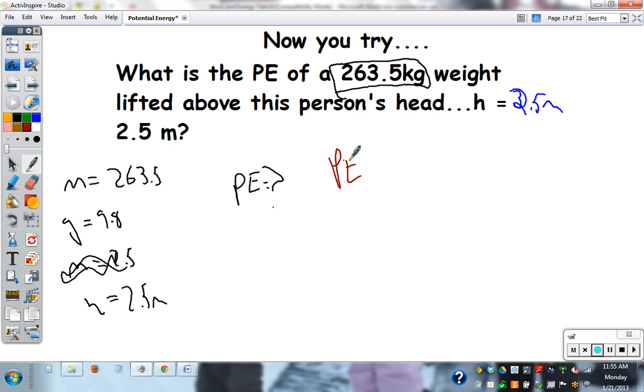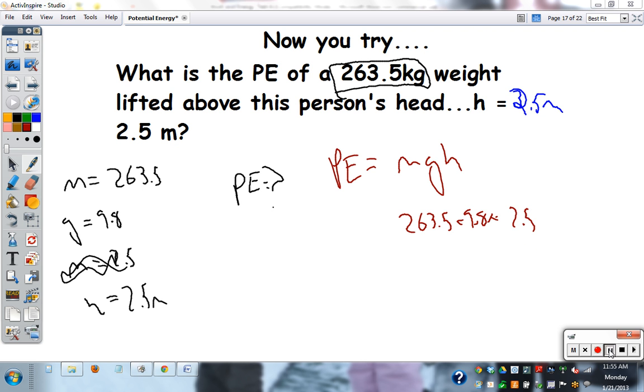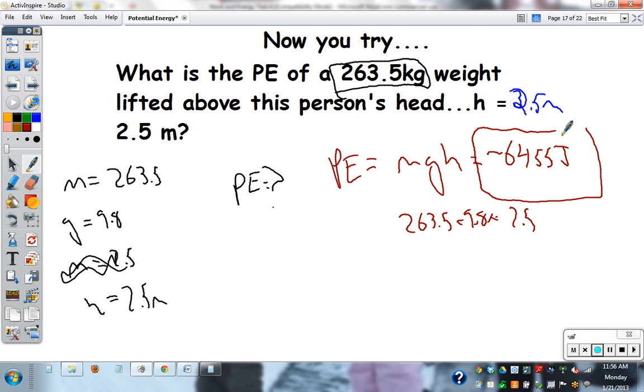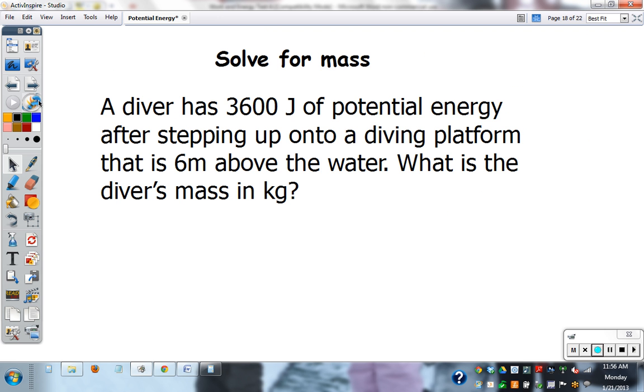So potential energy equals mass times gravity times height. 263.5 times 9.8 times 2.5. And the answer is about 6,455 joules. So you should be able to do this right now. Now let's look at some extra applications.